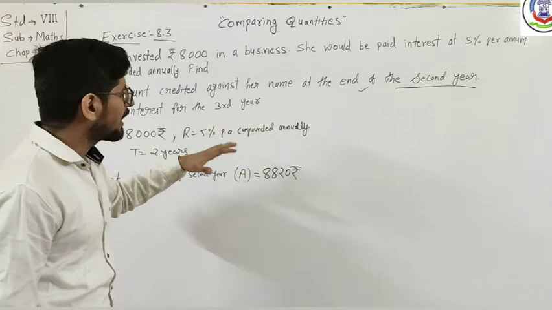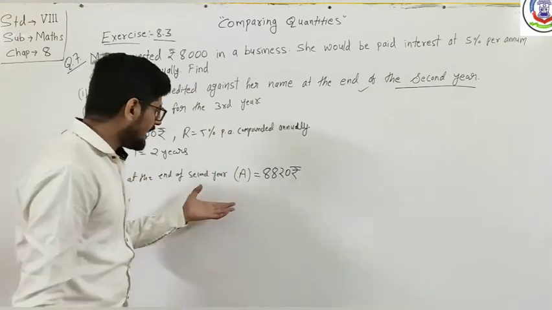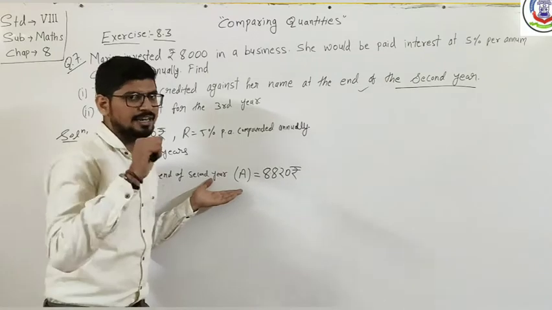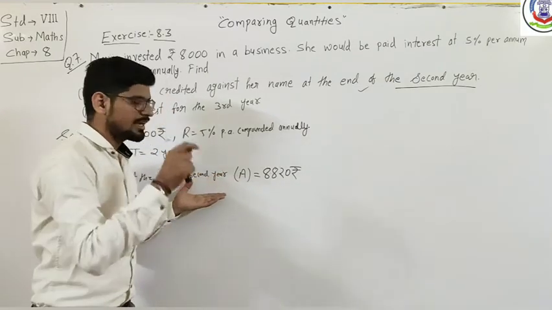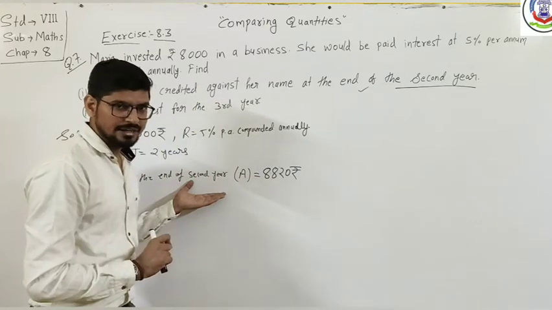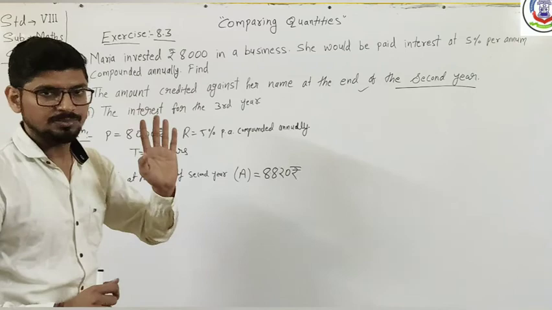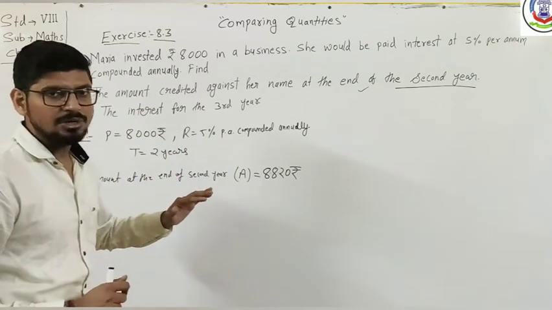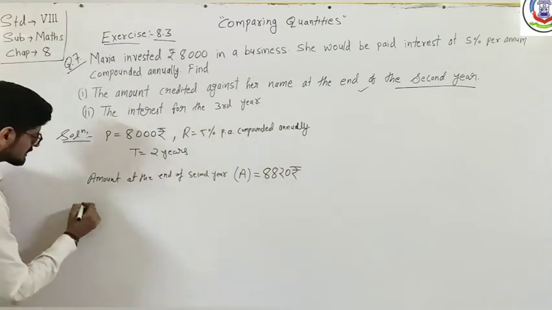First we will find the amount at the end of third year, and we have the amount at the end of second year. Then from the amount at the end of third year we will subtract the amount at the end of second year. So what will we get? Interest for the third year. Clear? So first what do we have to calculate? Amount at the end of third year. Okay? So our second part.